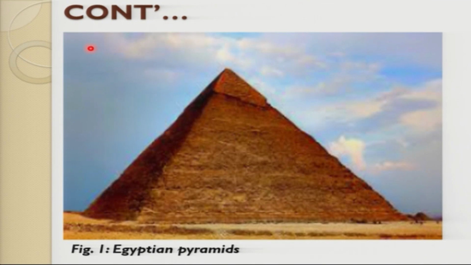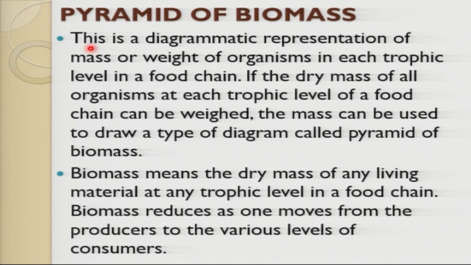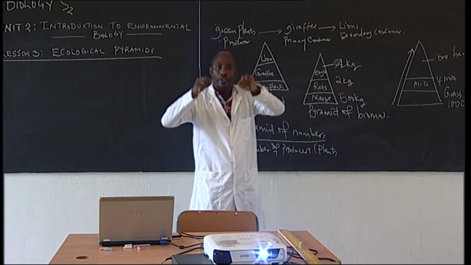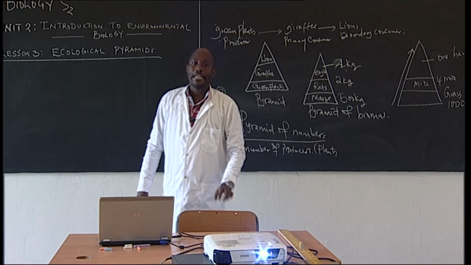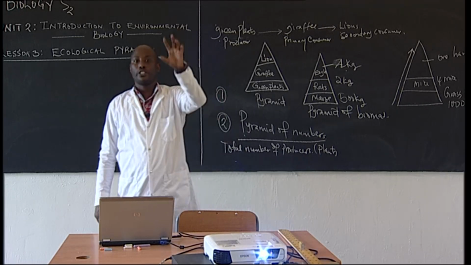So we also talked about this pyramid, the Egyptian pyramid, that's how energy should be transferred from one trophic level to another. So we said this pyramid of biomass refers to a diagrammatic representation of the mass or weight of organisms in each trophic level in a food chain. It shows the mass, which can be measured in kg, or it can be the weight, which can also be measured in kg, in each trophic level. Are you following?